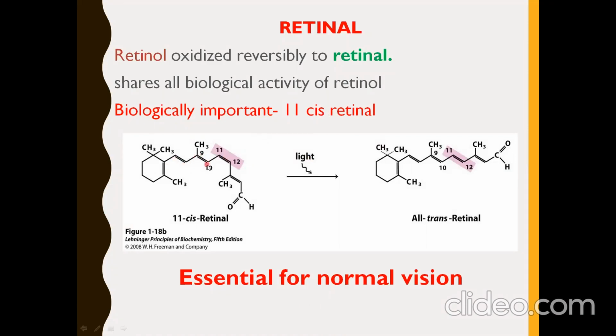So we know that the isoprenoid is a linear structure. There are 4 double bonds which are arranged alternately, and because of the presence of the double bonds, many such isomers are possible, of which the biologically important form is 11-cis retinal. So the cis isomer is formed between the carbon atoms at the 11th and 12th position. This is considered to be the biologically important compound of retinal. And this retinal is essential for normal vision. As we know, retinol is needed for reproduction and retinal is essential for normal vision.